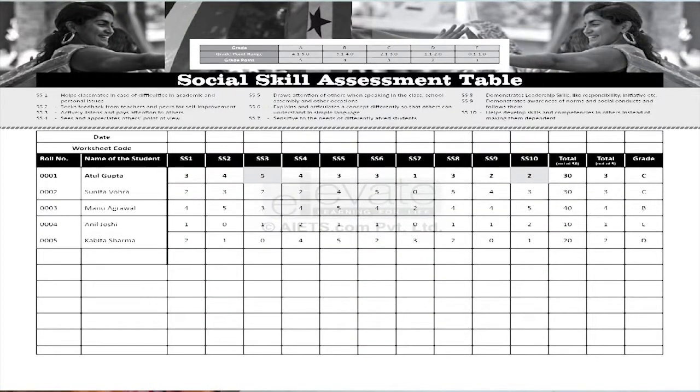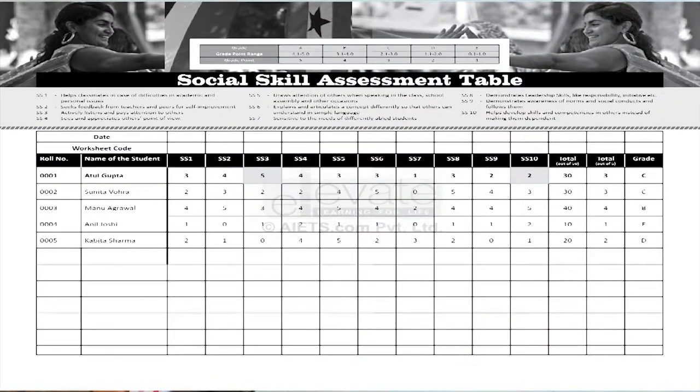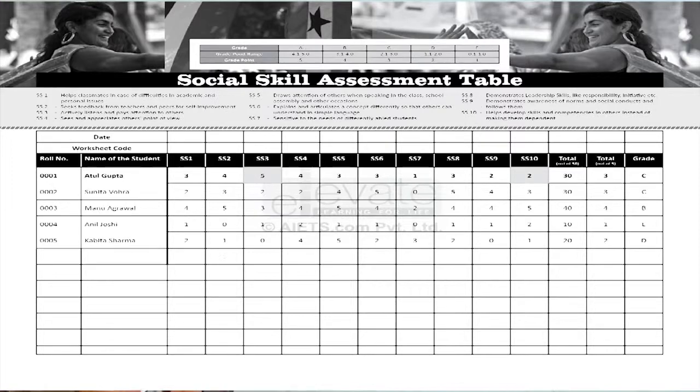So through this activity we could successfully assess SS3 and SS10. Similarly, you will be assessing other rubrics of thinking skills, social skills, emotional skills, and attitude skills. All three attitude skills you will be assessing through these activities.